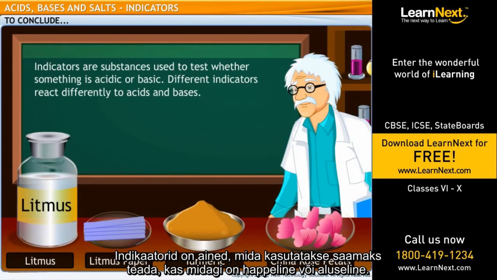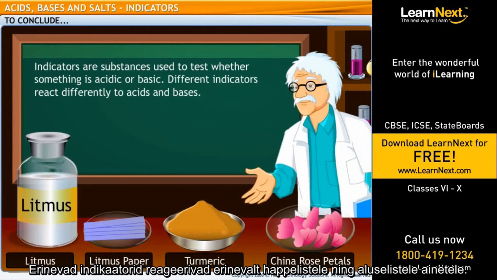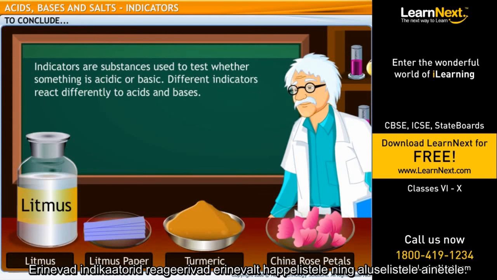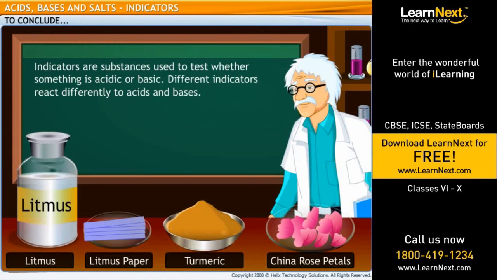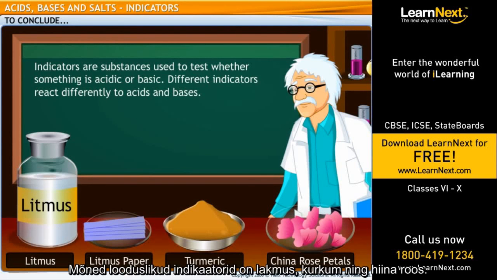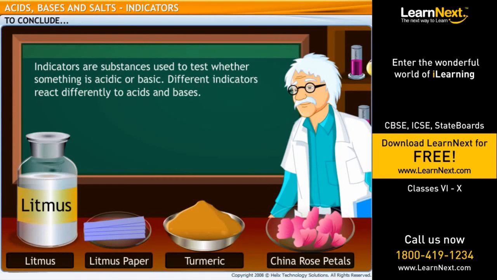Indicators are substances used to test whether something is acidic or basic. Different indicators react differently to acids and bases. Indicators change their color depending on whether they are added to an acidic or basic substance. Some natural indicators are litmus, turmeric, and China rose.